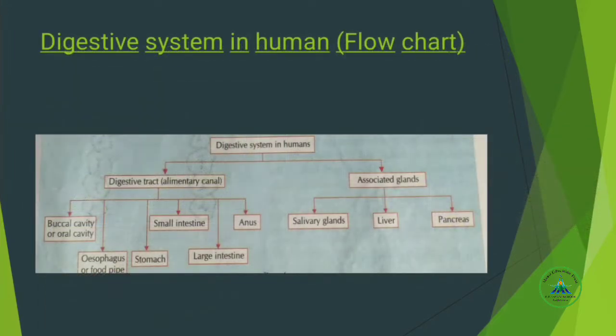Digestive system. The digestive system has two parts, the digestive tract and associated glands. The digestive tract has 7 compartments. It starts with the buccal cavity, then leads to the esophagus, which leads to the stomach, then small intestine, large intestine, and finally anus. The associated glands help the alimentary canal in digestion.